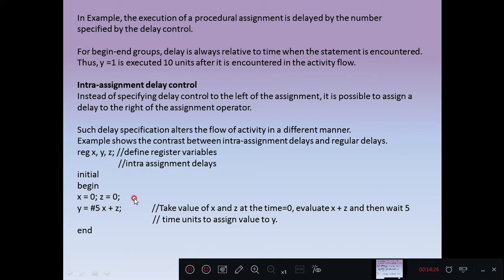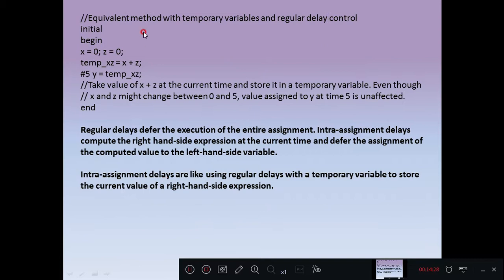Intra-assignment delay control: the equivalent method of temporary variables and regular delay control. Suppose on the left hand side you want to use the delay and execute in a similar manner. Here X equal to 0, Z equal to 0. We have defined a temporary variable in which we store the sum of X and Z. Temp underscore XZ is assigned to Y after 5 time units.